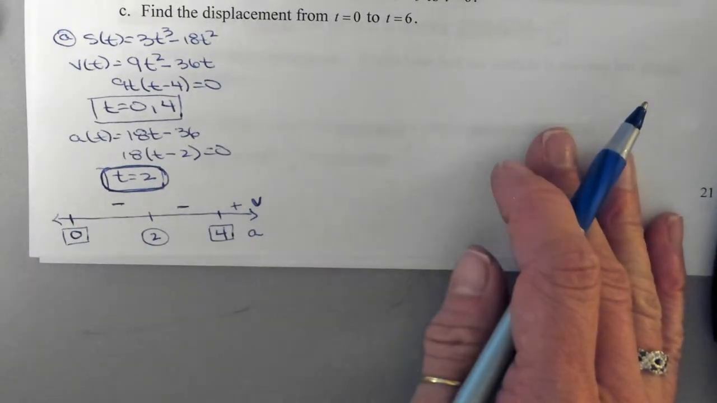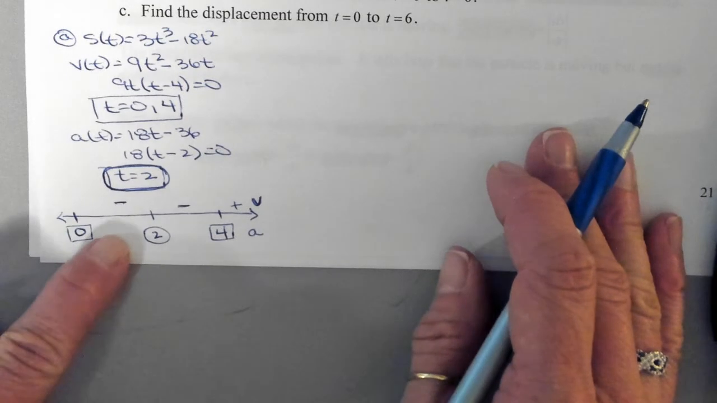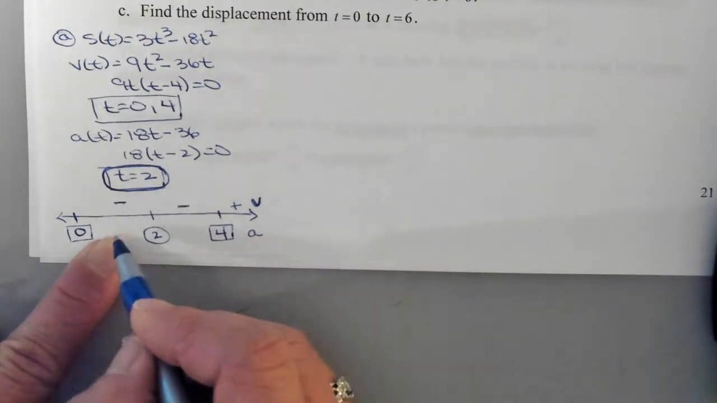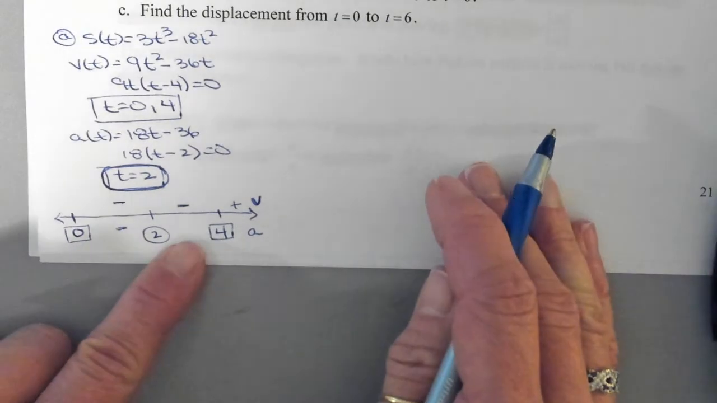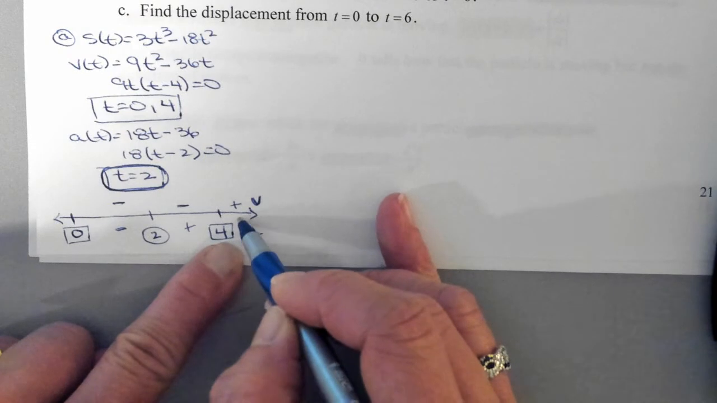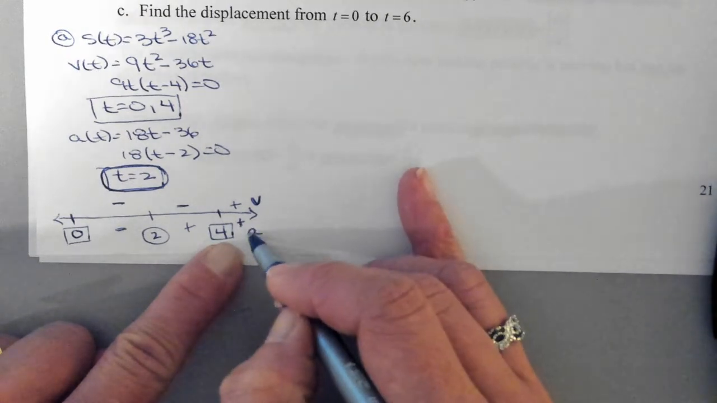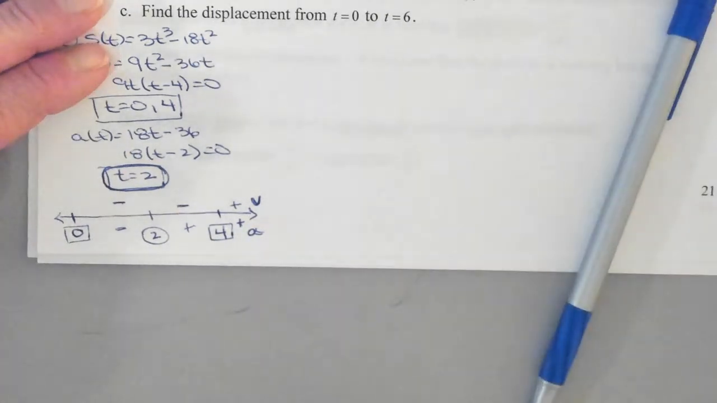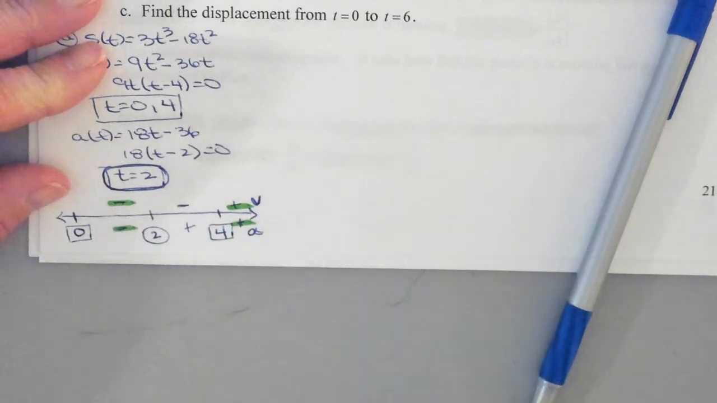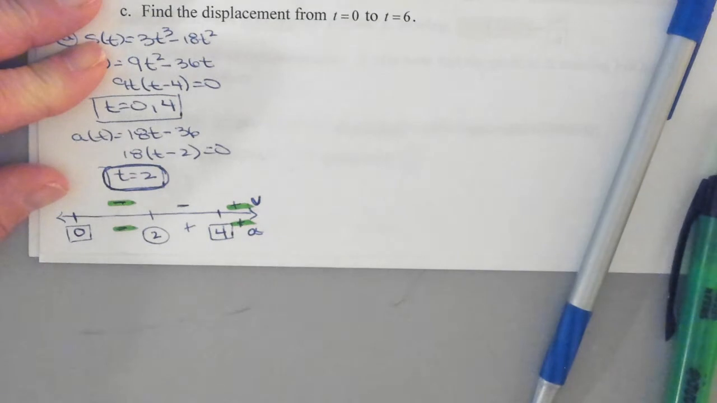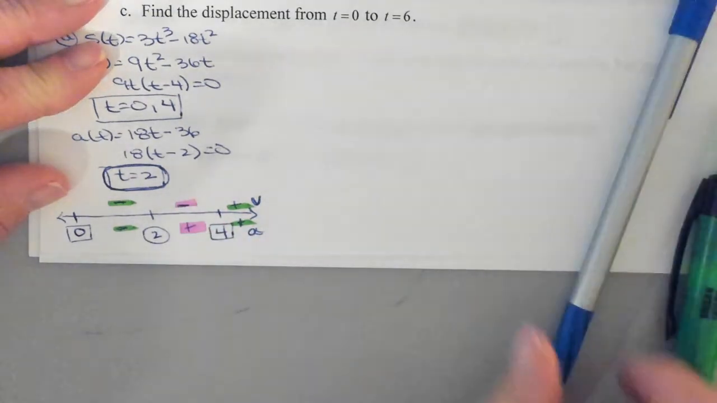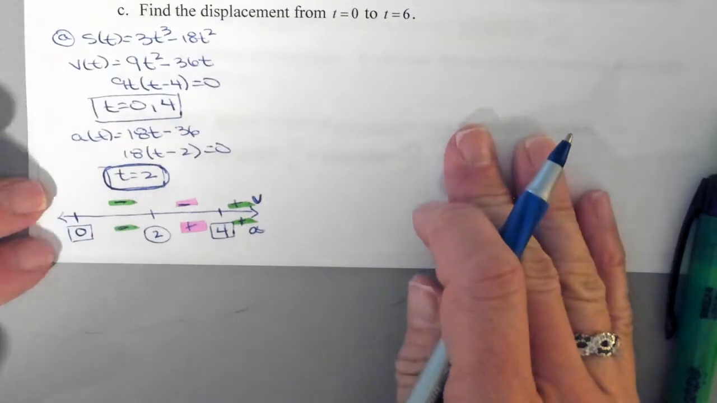Now we're going to focus on acceleration. So now I go down here, plug in 1. What do you get? Negative. Plug in 3. Positive. Plug in 5. Positive. And this is for acceleration. So this is what I'm looking at. Here and here, I have the same sign. Here and here, I have opposite signs. So now this is my comparison.